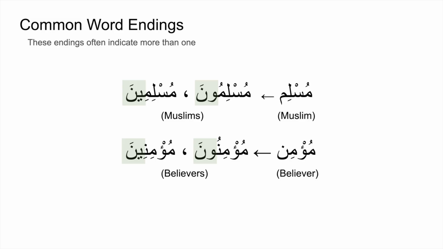The same pattern appears here. Believer, مؤمن، مؤمنون، مؤمنين. Again, the ending changes when it refers to many. You do not need to memorize this. Just recognize the pattern. When you see endings like these, they often point to more than one. If you would like a moment to look at these calmly, pause the video now and continue when you are ready.